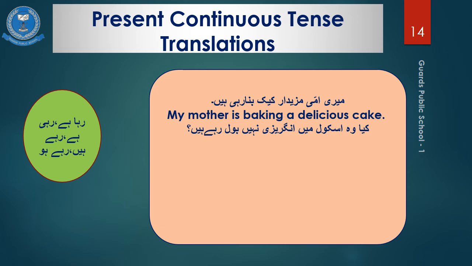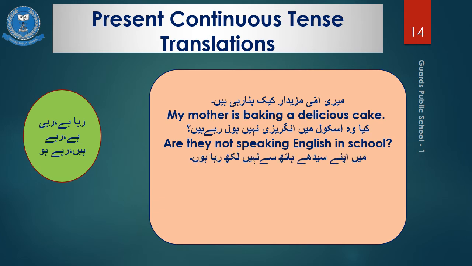Our second sentence is interrogative negative. क्या वो स्कूल में अंग्रेजी नहीं बोल रहे हैं? The subject is plural, so we will use are here, and since it's a sentence of interrogative negative, we will write not after the subject and question mark in the end. Are they not speaking English in school? Question mark.